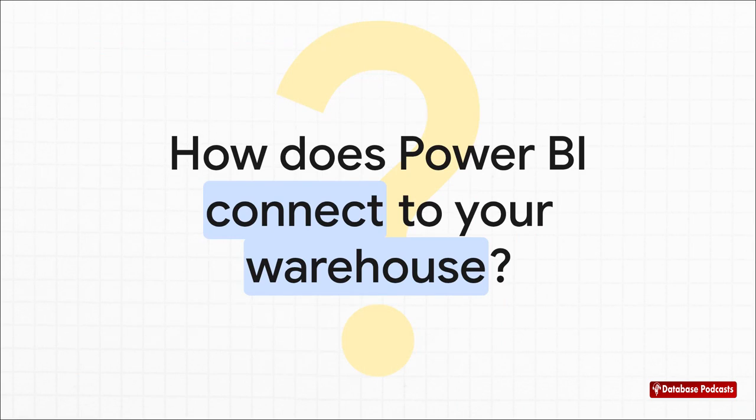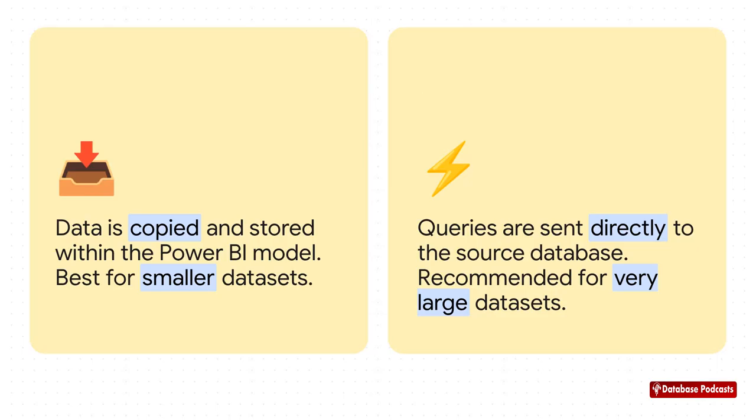That's the next logical question, right? How does this connection actually work under the hood? Well, Power BI gives you two fundamentally different ways to get at the data sitting in your warehouse. Okay, so you've got two main flavors to choose from. First up is import mode. This is where Power BI literally makes a copy of your data and stores it inside its own super fast engine. Performance is incredible, but the catch is your data is only as fresh as the last time you hit refresh. The other option is DirectQuery.